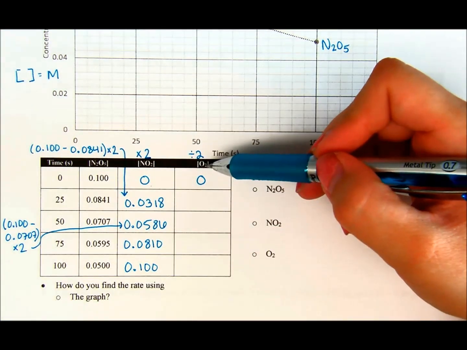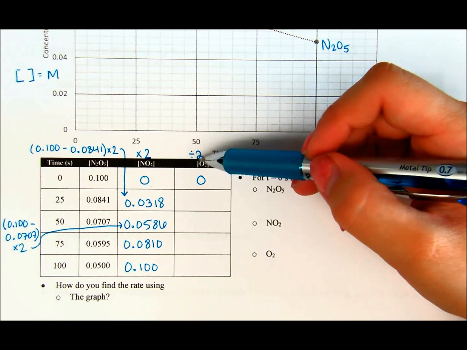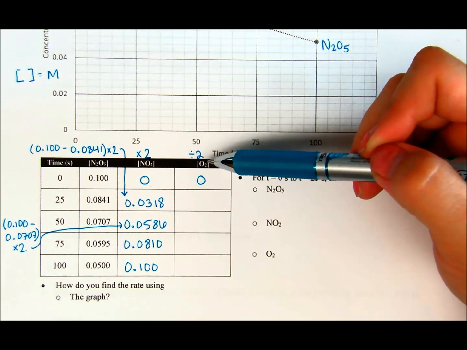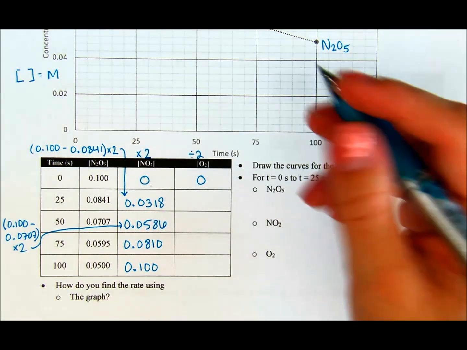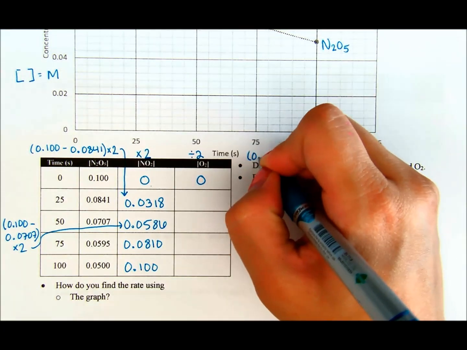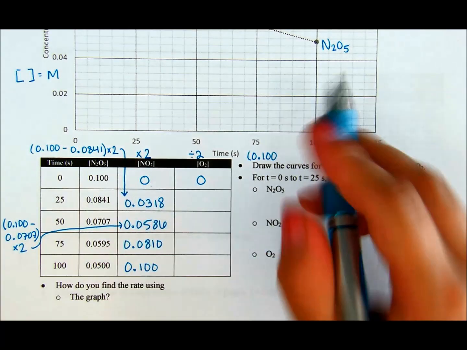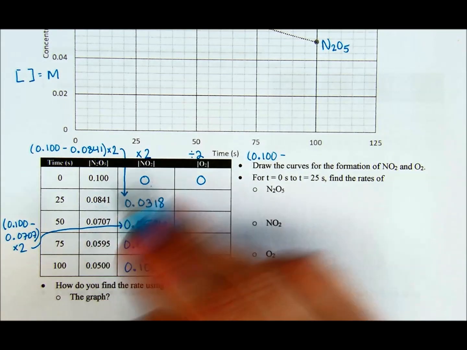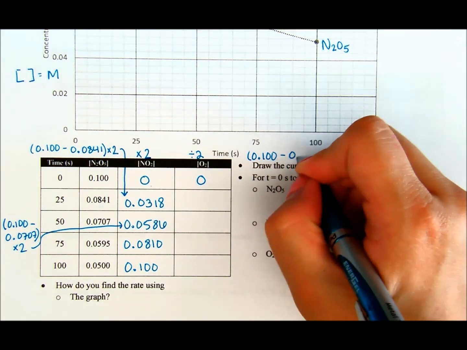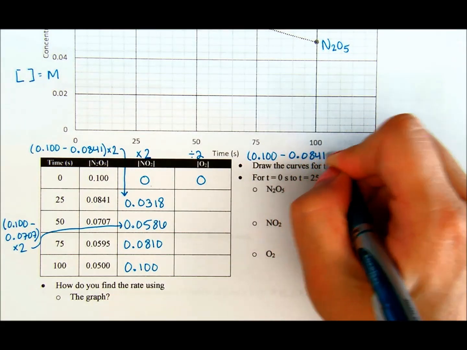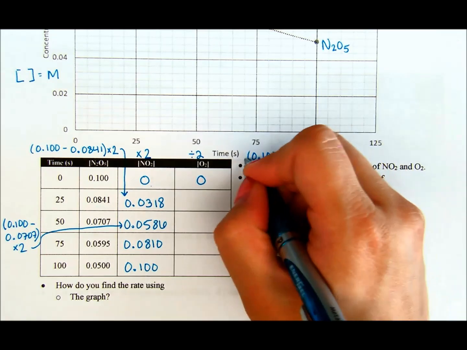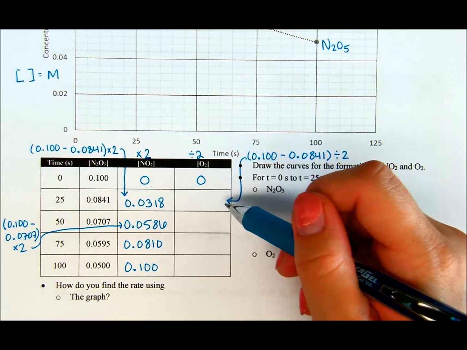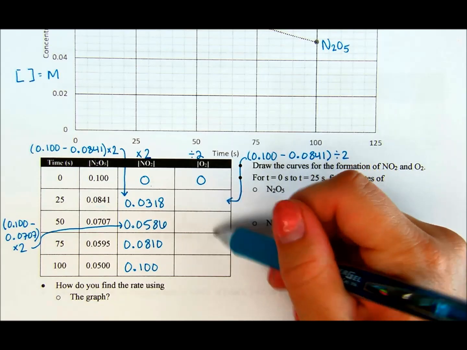Let's look at the O2. O2 is going to be done in exactly the same way, except we're going to divide by 2 at the end, because that's appearing at half the rate that N2O5 is disappearing. So I'm going to take 0.100, my original concentration, and subtract what we're at after 25 seconds, 0.0841, divided by 2. Plug that into your calculator. Go ahead and get the number for here and then all the other ones as well.